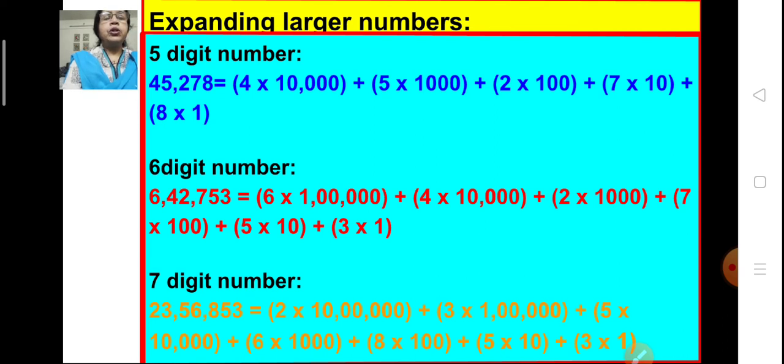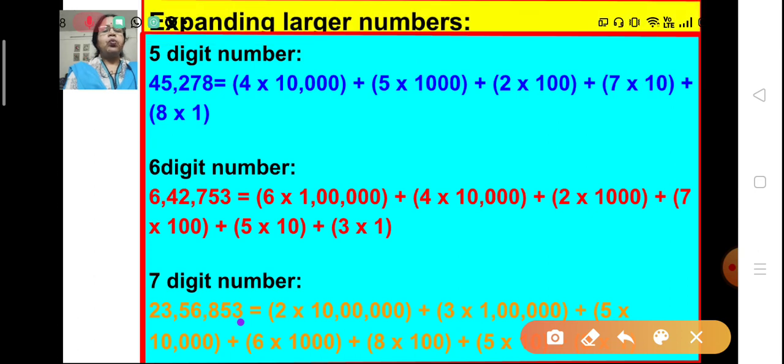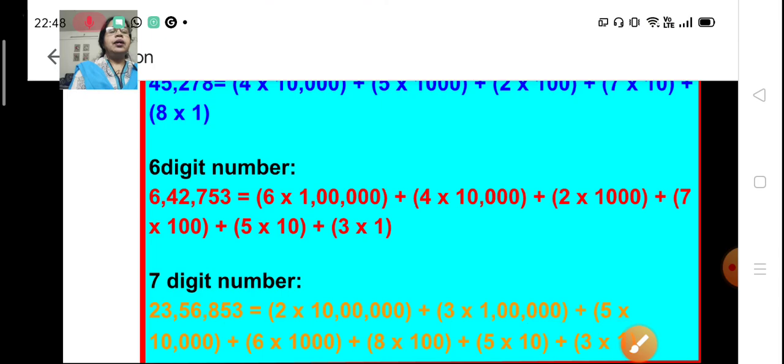Then for a 7 digit number also, we have an example here. How do we write it in expanded form? We have 3 in ones place, so it is multiplied by 1, 5 in tens place, 5 into 10, 8 in hundreds place, 8 into 100, 6 in thousands place, 6 into 1000, 5 into 10,000, 3 into 1 lakh, and 2 into 10 lakhs. So, this is how we expand the large numbers.